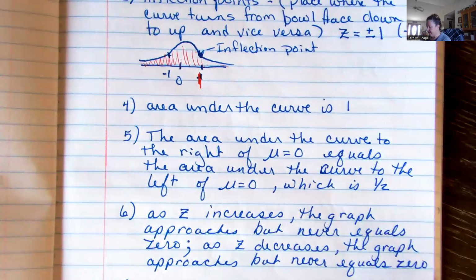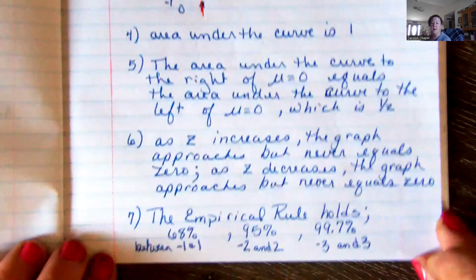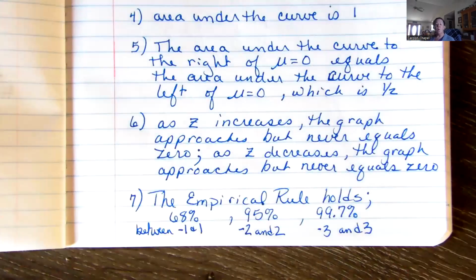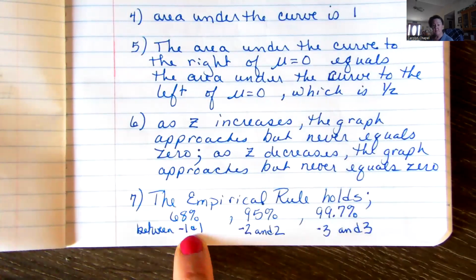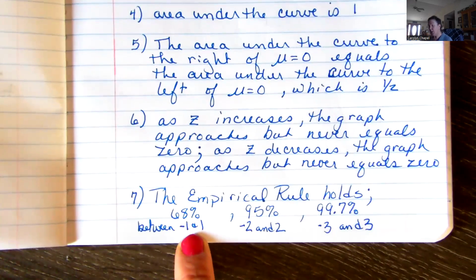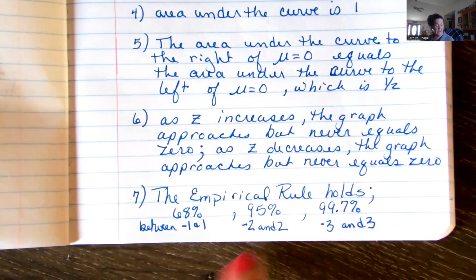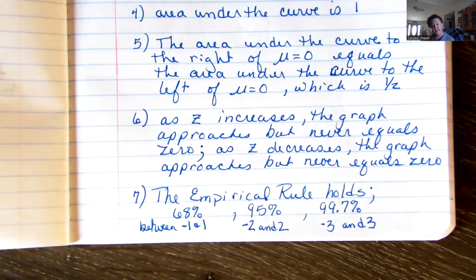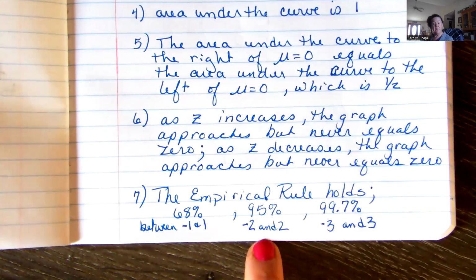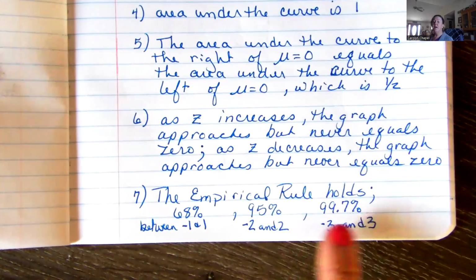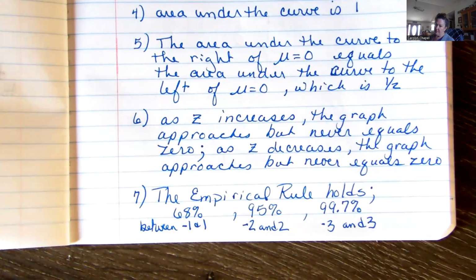And I also want to remind us that the empirical rule does still hold. So if I go up 1 standard deviation and down 1 standard deviation, which means between -1 and 1, we get 68% of our data. If we go between 2 standard deviations, so up 2 and down 2, so between -2 and 2, we have 95%. And 99.7% is between -3 and 3.